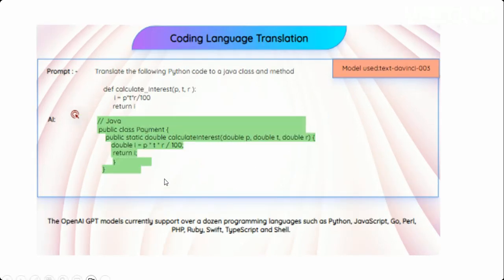And next, coding language translation. For example, if you have given code in Python, it will change it to Java. Like this, you can translate the code which you have submitted as a prompt.